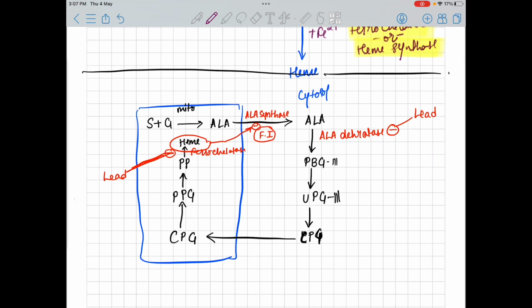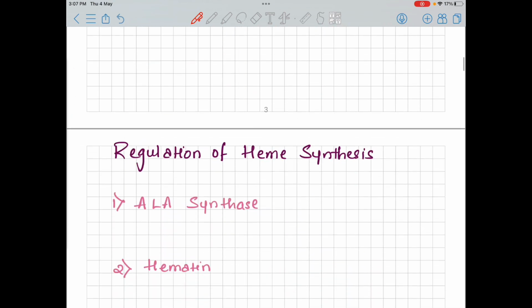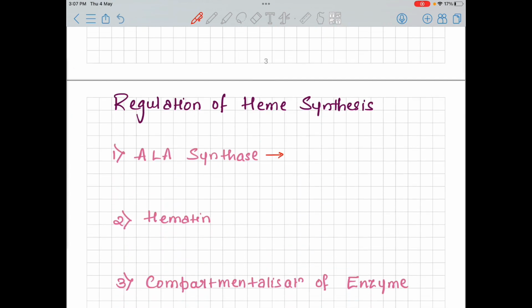Over here, when there is transfer of ALA from mitochondria to cytoplasm, there is slow transport. This is also a means of regulation, okay? Slow transport of ALA from mitochondria to cytoplasm is a way of regulation. So we saw certain ways of regulation. Now we'll just write it down. ALA synthase is inhibited by heme. This is feedback inhibition. Hematin is a structure which is formed when Fe2 plus is converted to Fe3 plus in the heme. The structure formed is hematin. It also inhibits ALA synthase.